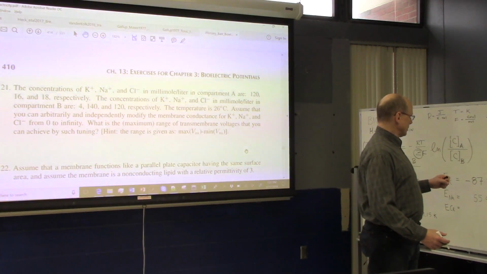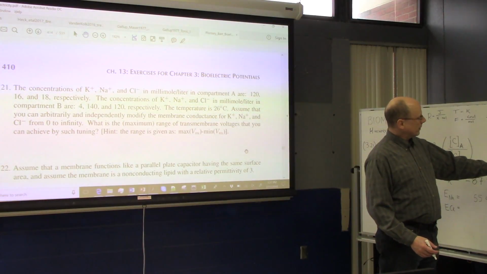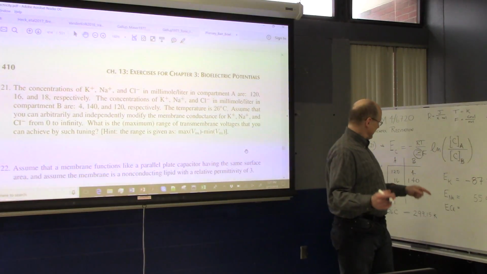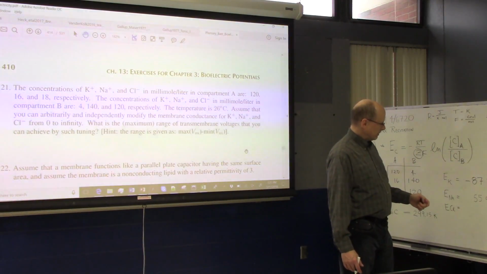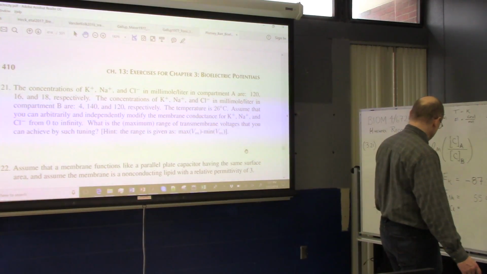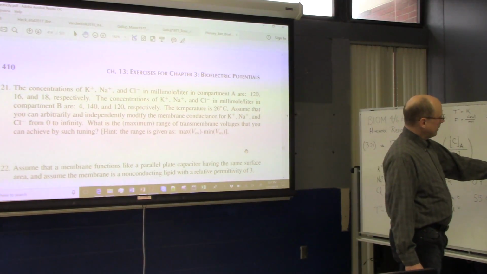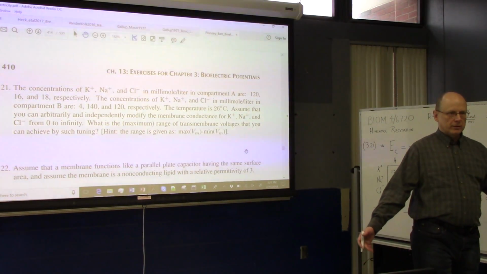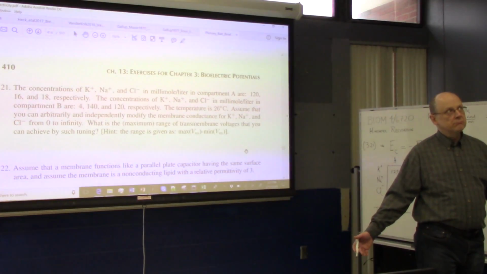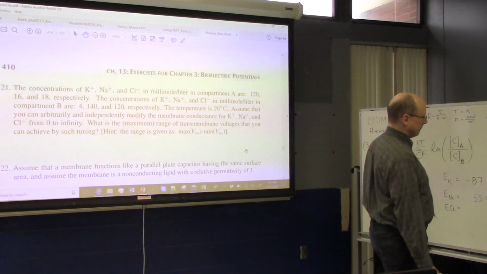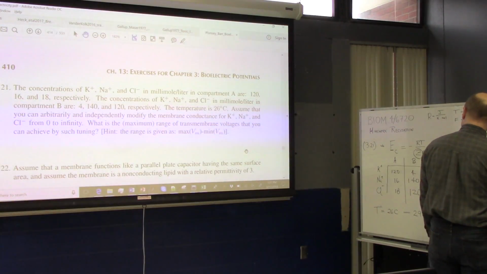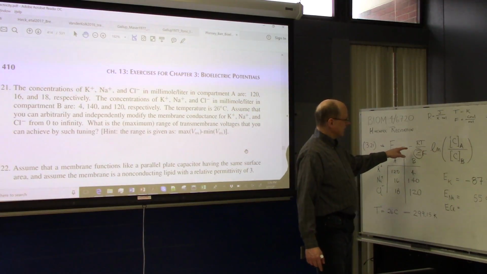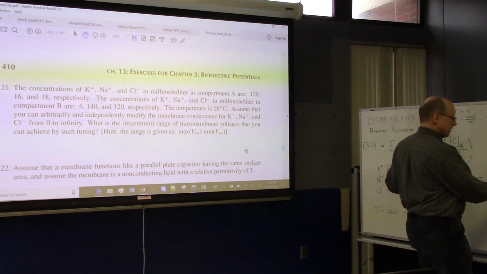on their oscilloscopes. Now, that is a good value for RT over F. It's not exactly 25.8, it's 25.77 because it's 299 instead of 300. Not as important in this question, but in another question, if the temperature is 6 degrees, then you're going to be off by several millivolts, and no need for that. Just calculate the RT over F. So that's the RT over F, and so what's the rest of it?